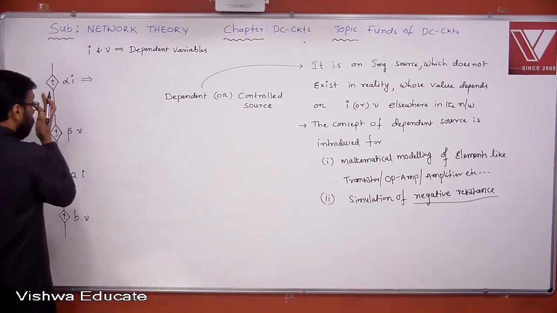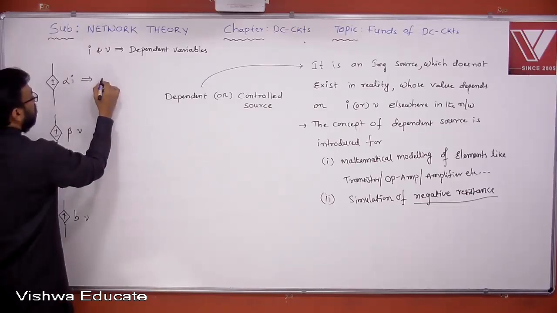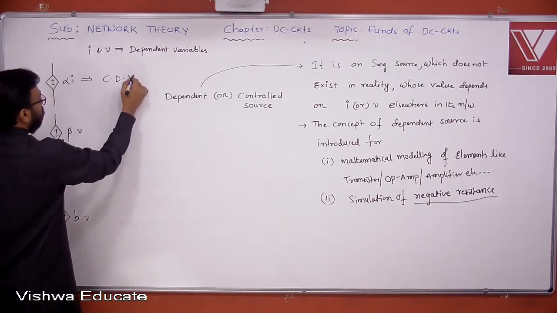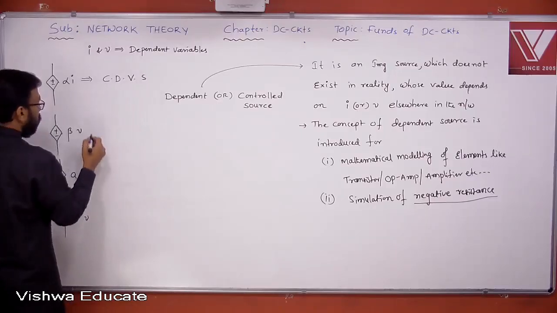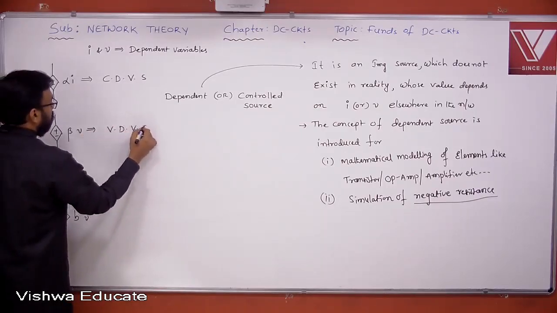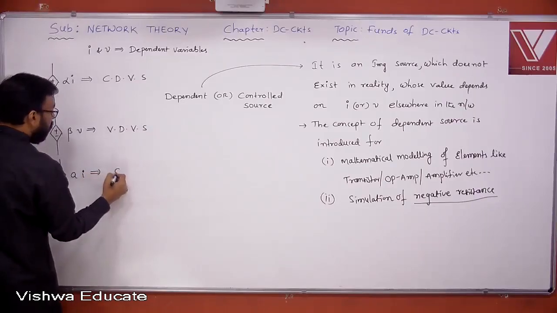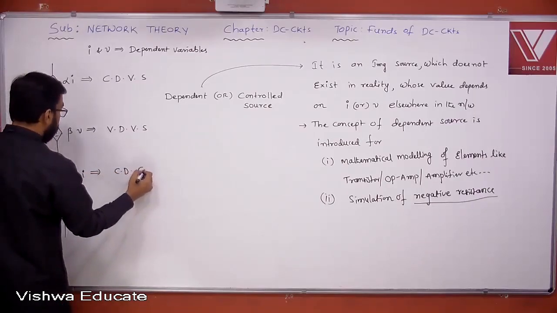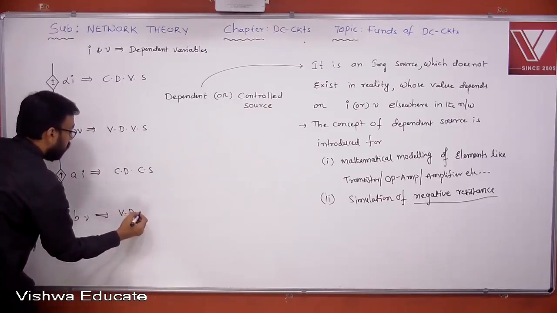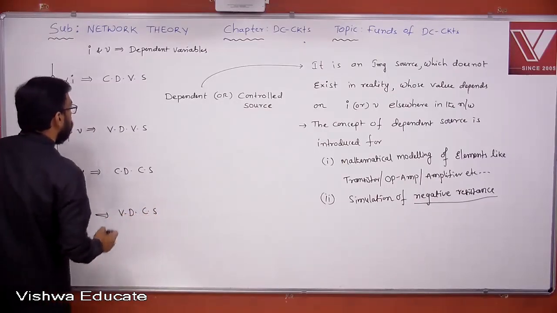Okay. Now, what do you call it here? Since it is depending on current, but it is basically a voltage source: current dependent voltage source. Voltage dependent voltage source. Current dependent current source. Voltage dependent current source. Okay.